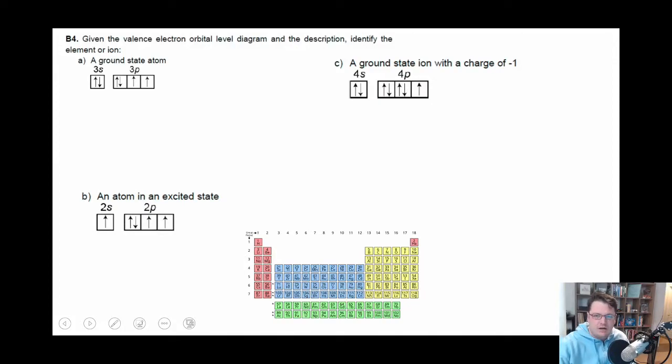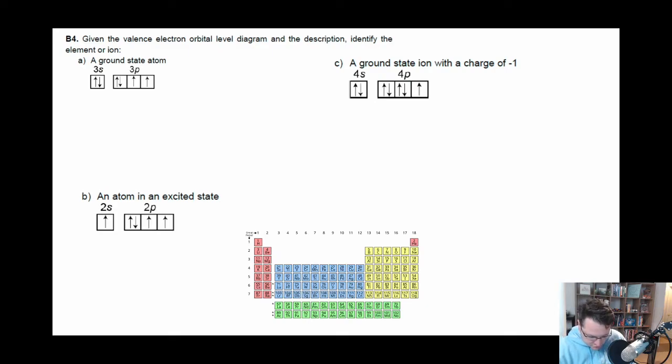Right. So in this problem, what I did is I just gave you essentially a drawing, an electron orbital level diagram, where it was just the boxes for the different orbitals, with labels on top, and then the electrons, spin up or down, and it's simply asking you to identify the element or ion in these cases.